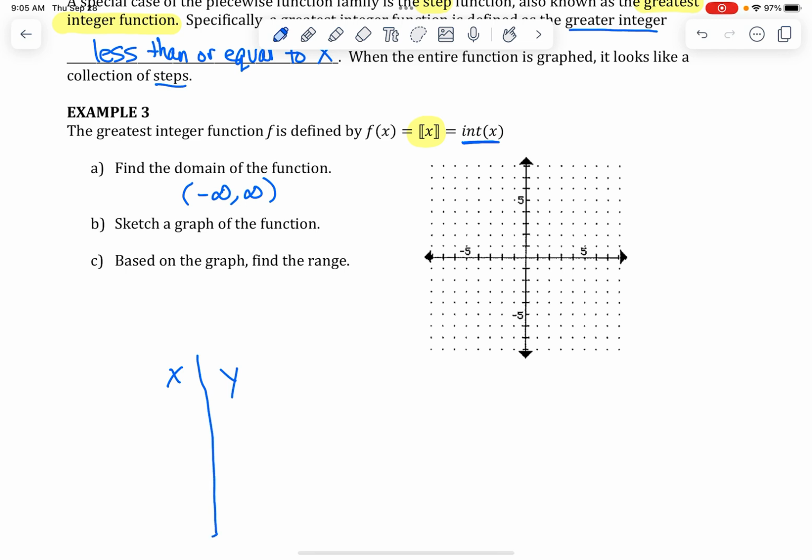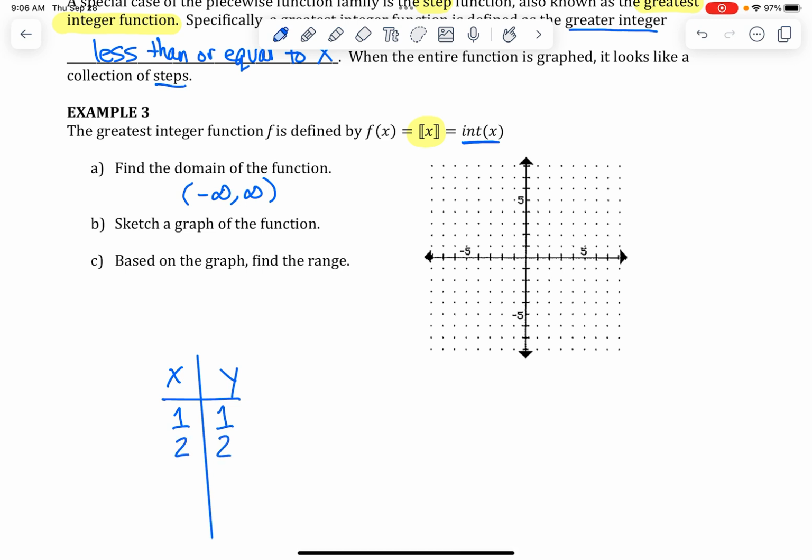If you start with an integer, the answer is pretty easy, right? So if I start with x equals 1, what is the greatest integer less than or equal to 1? Well, 1 is the greatest integer less than or equal to 1. What's the greatest integer less than or equal to 2? 2.